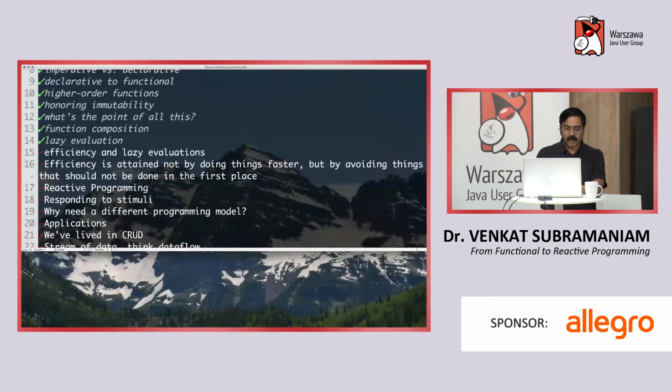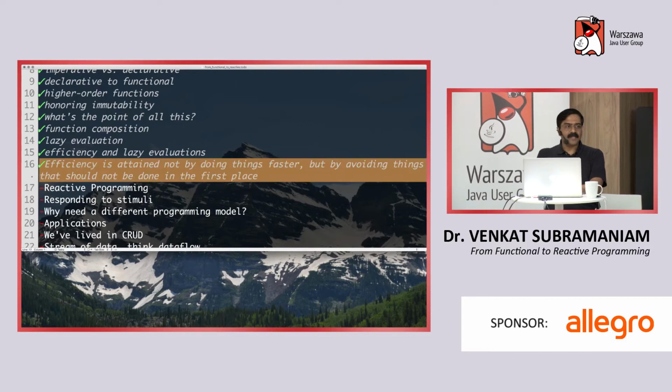That becomes extremely important. So I'm going to wrap that up by saying that efficiency is attained not by doing things faster, but by avoiding things that shouldn't be done in the first place. So if you want to be really, really efficient, you can never be more efficient than not doing something. And that is one of the beautiful things about laziness.